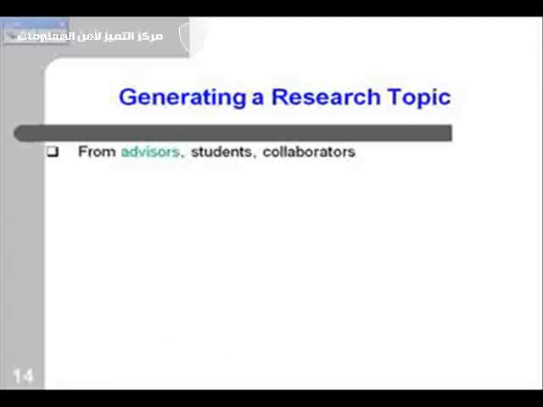Generating a research topic is very important. Your research advisor, your supervisor is very important, and the students, your friends around you, are also very important. You discuss with them. They will give you some ideas. They will give you some critique, and then you will improve.